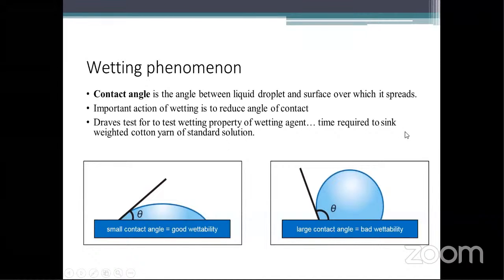The method is given. So for the Draize test, you will find it if you Google it. What is the principle or procedure for Draize test and why it is used? In cosmetic technology also sometimes these Draize tests are used. Okay, so Draize test is used to test the wetting property of wetting agent.